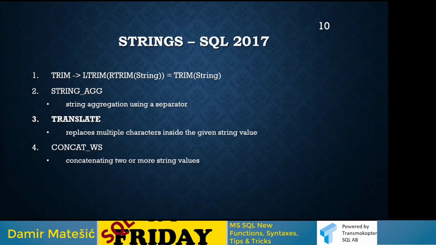The function translate replaces multiple characters inside the given string value. It cannot be used to replace a character with an empty string. And this is only possible by using the replace function.